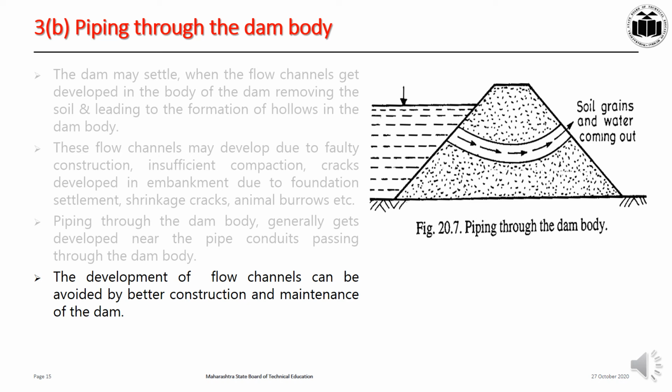The development of the flow channels can be avoided by better construction and maintenance of the dam. If you want to avoid these types of seepage, then better construction and maintenance is the main way to avoid such types of failure.